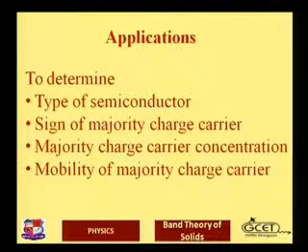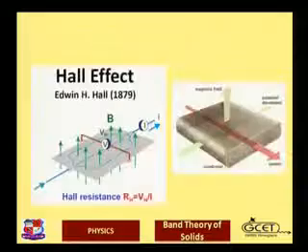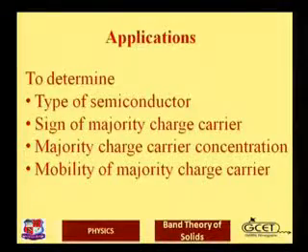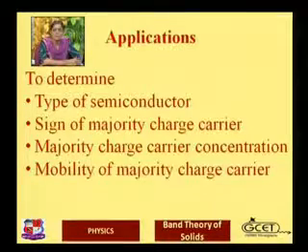Now what are the applications? We will study how Hall effect works in a few minutes, but what are the major applications? We can determine the type of semiconductors, we can have the sign of majority charge carriers, that is whether it is p type or n type semiconductor, we can find out, and also we can find out the majority charge carrier concentration, that is Ne or Np.